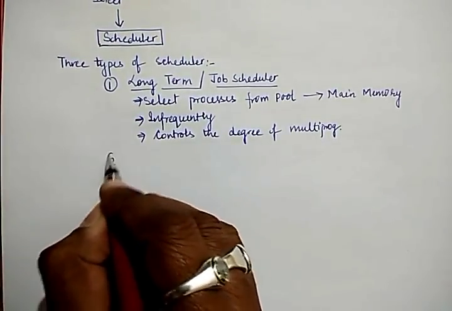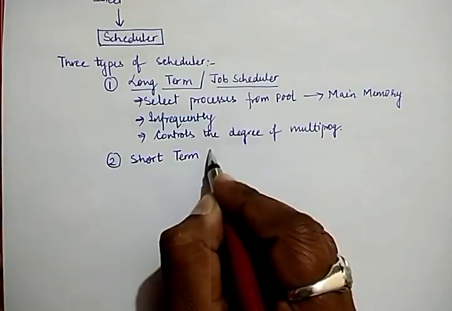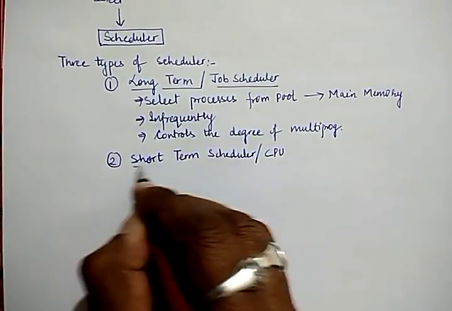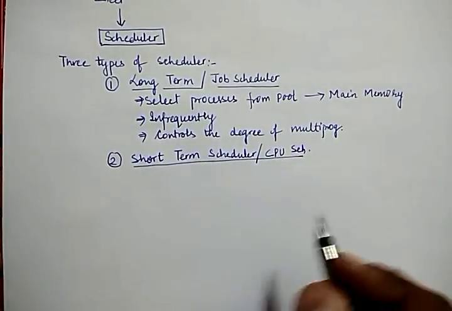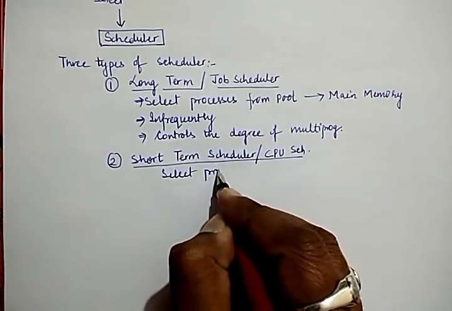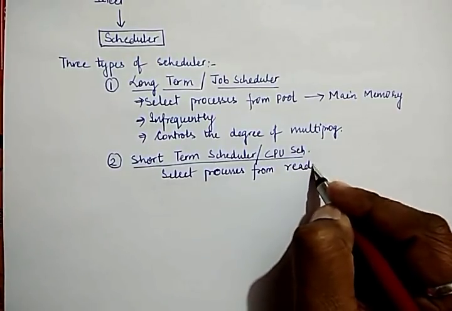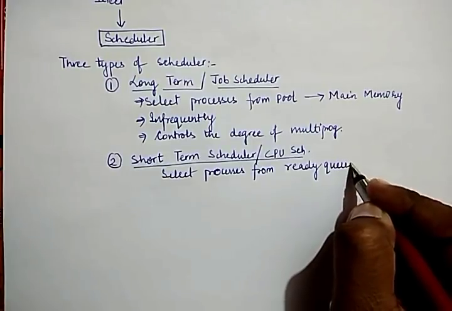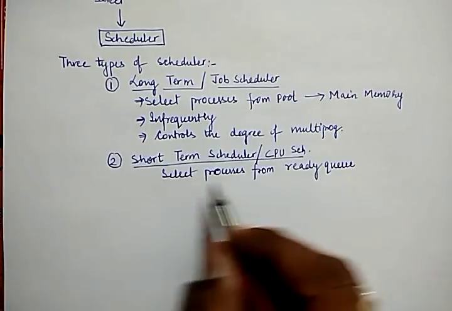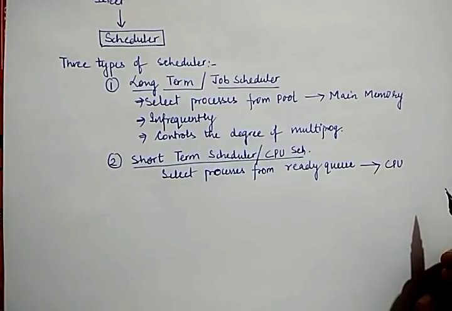The second type of scheduler is called the short-term scheduler, also called the CPU scheduler. The job of the CPU scheduler is to select processes from the ready queue. And where does the ready queue reside? The ready queue resides in the main memory. So for the processes already residing in the main memory, the short-term scheduler selects a process from them and allocates the CPU to it.